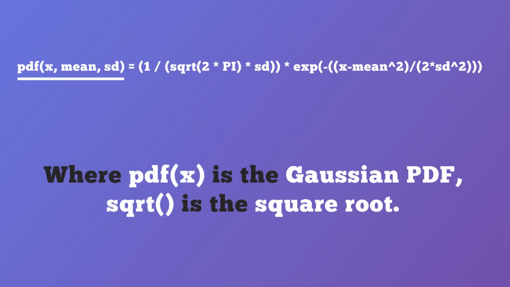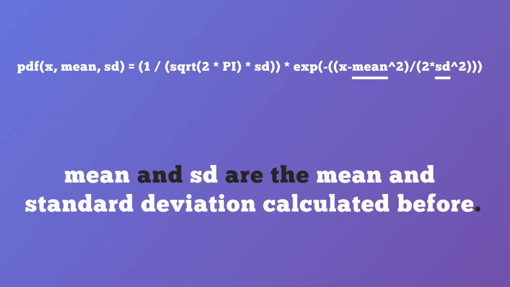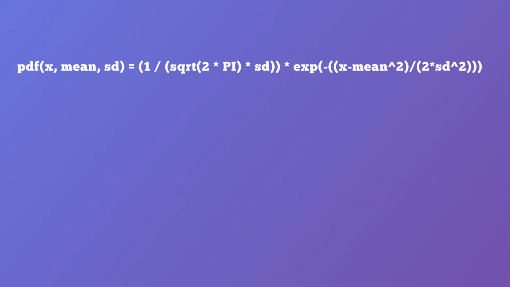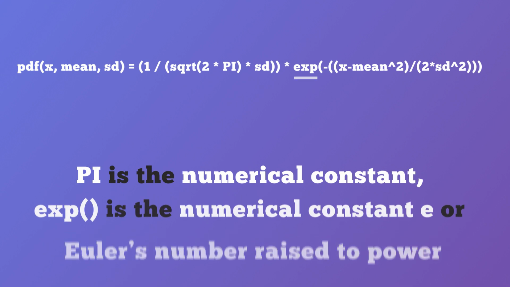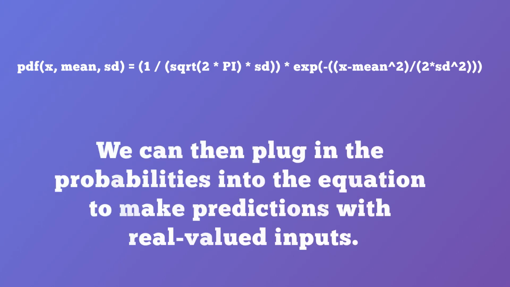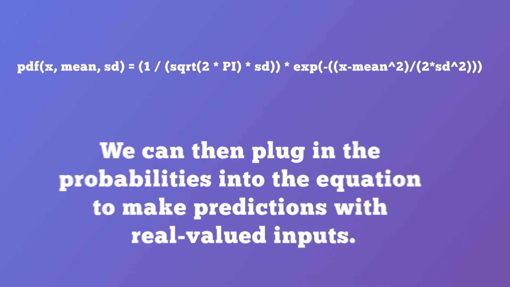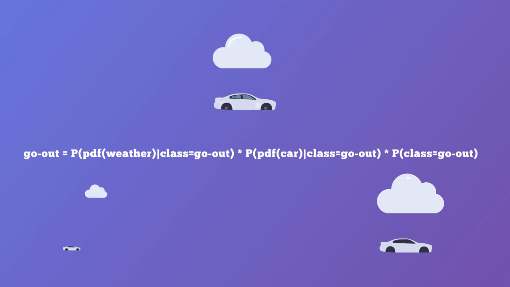Where PDF of x is the Gaussian PDF, sqrt is the square root. Mean and SD are the mean and standard deviation calculated before. Pi is the numerical constant, exp is the numerical constant e, or Euler's number, raised to the power, and x is the input value for the input variable. We can then plug the probabilities into the equation to make predictions with real-valued inputs. For example, adapting one of the above calculations with numerical values for weather and car.